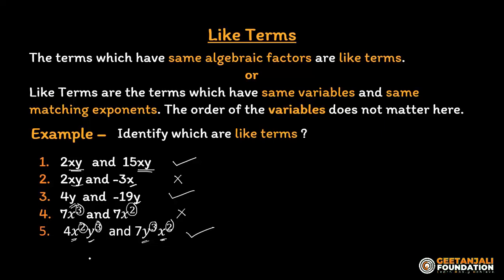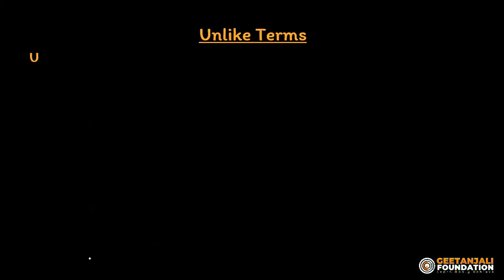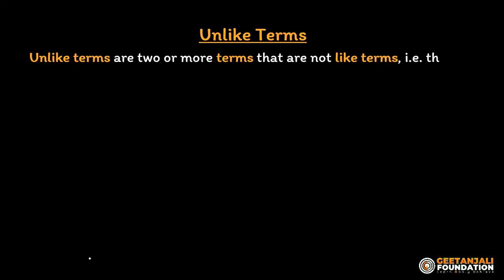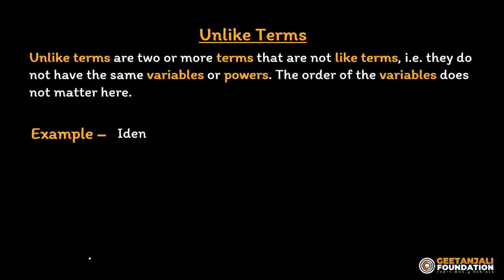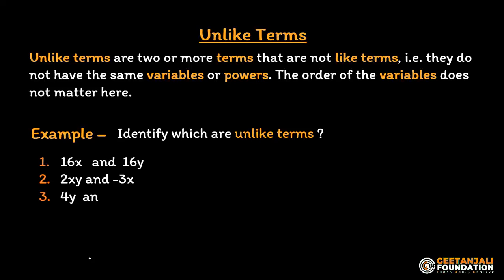As we have learned about like terms, let's look at unlike terms. Unlike terms are two or more terms that are not like terms. That is, they do not have the same variables or powers. The order of the variables does not matter here also. For example, we have to identify which are the unlike terms. I think you must have understood the definition. All those terms which are not like come in the category of unlike terms. So let's see these examples.